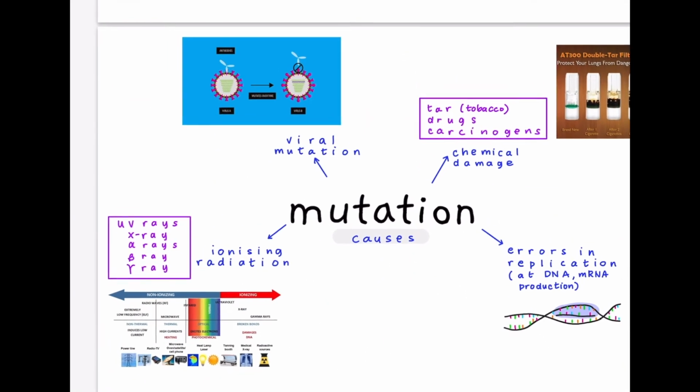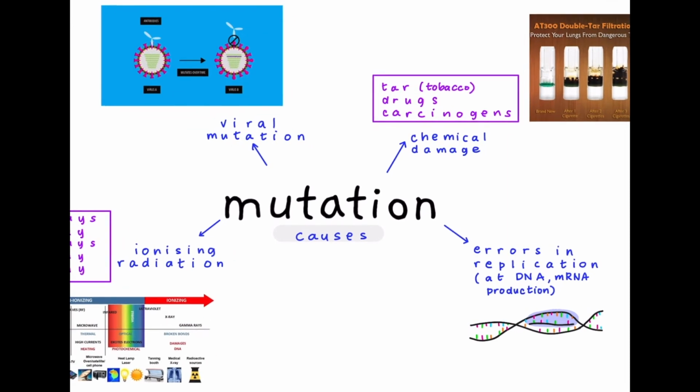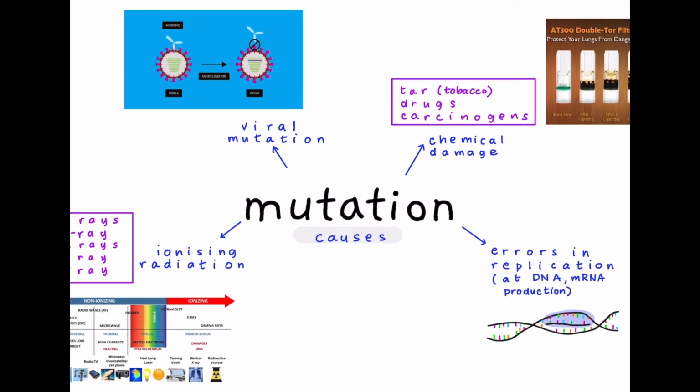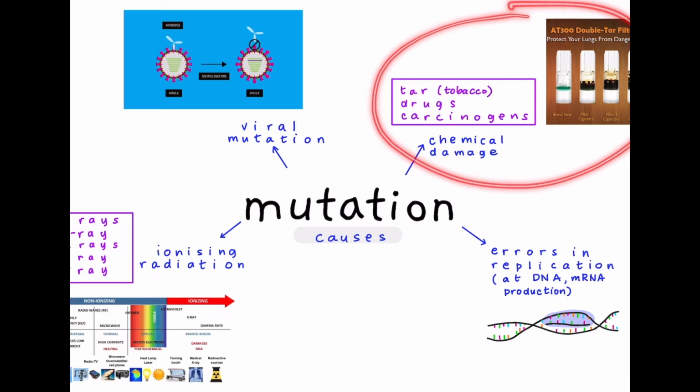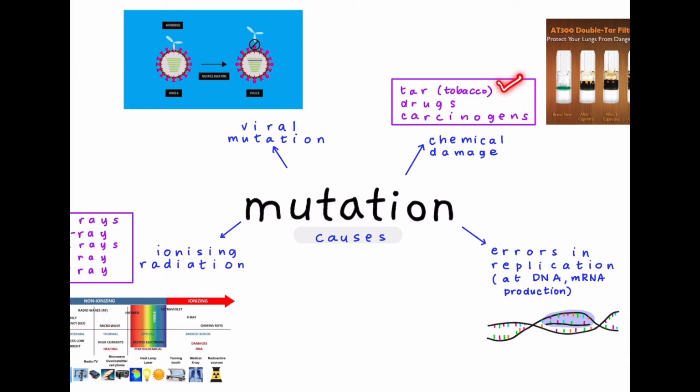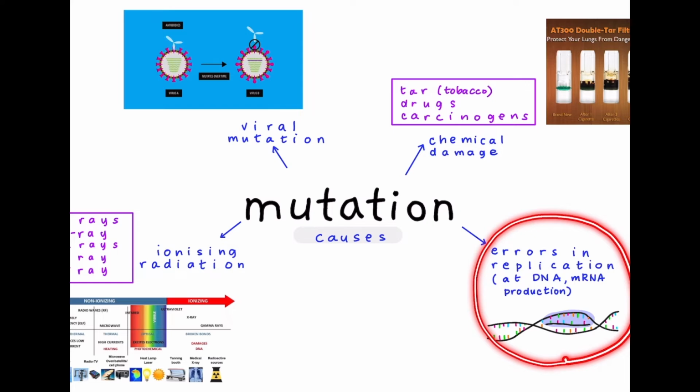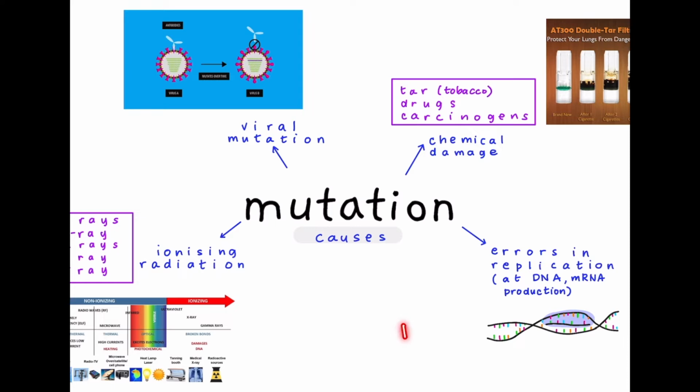So where do mutation come from, or what are the different causes of mutation that is happening in our body? First, we have chemical damage. This includes tar, which is found in tobacco. It has different carcinogenic substances in it, over 1,000. And then you have different drugs and known carcinogens. Second would be errors in replication found in the DNA, which is actually used for protein synthesis.